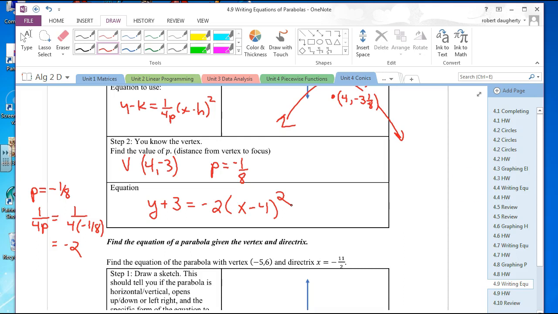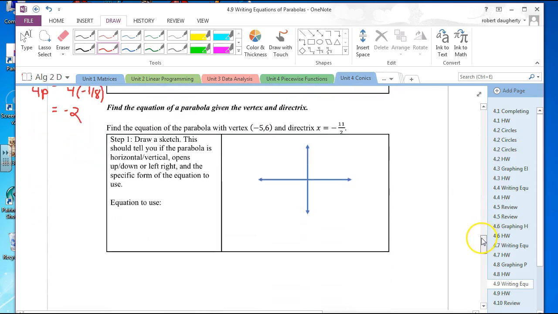So let's find the equation of the parabola given the vertex and directrix. If I'm given the vertex and directrix in the next one, what would that allow me to do? P is going to be the distance from the vertex to the directrix. In the previous one, I knew the focus, but it's the same concept with the directrix.